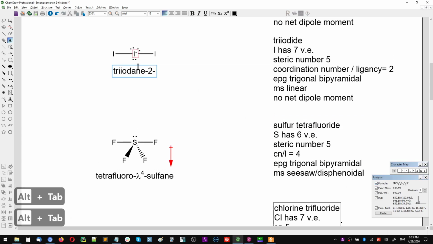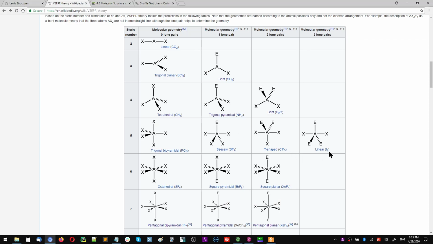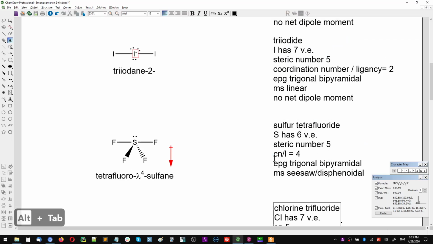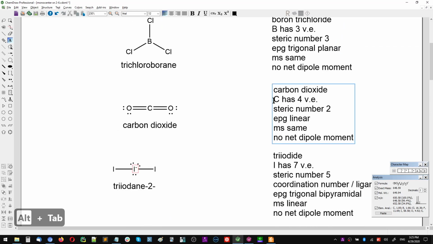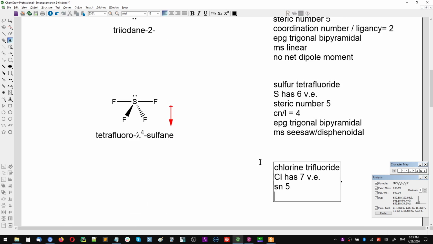So we have the same. Let me check triiodine as well. I3 is linear. Carbon dioxide, of course. So chlorine trifluoride. Of the electrons, 4 remain, which means 2 electron pairs. The steric number is 5. And I believe the molecular shape is trigonal pyramidal.